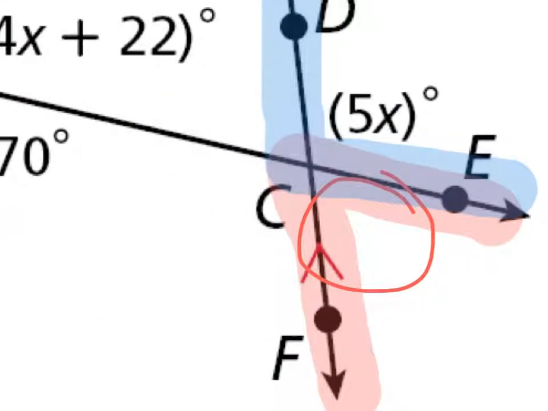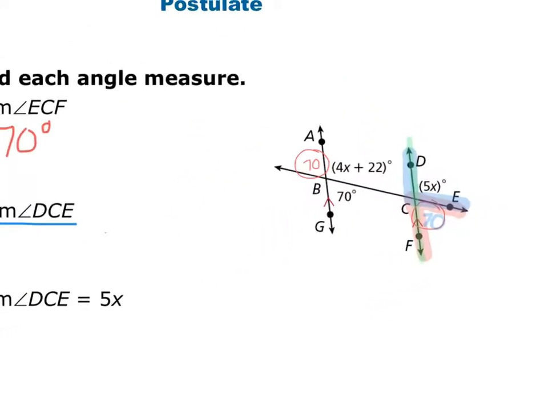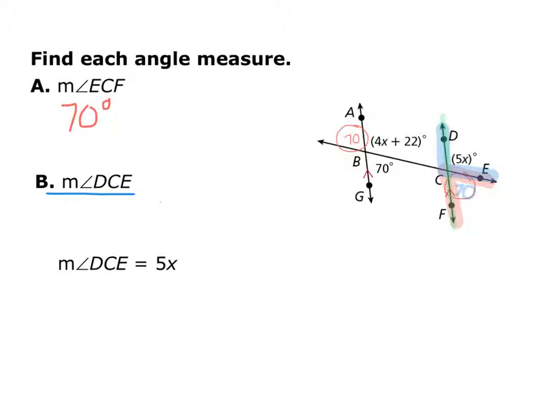So we know that this one's 70. Why do we know that this whole thing is 180? Because it's straight. So, because they're a linear pair. So 5x plus 70 is equal to 180.